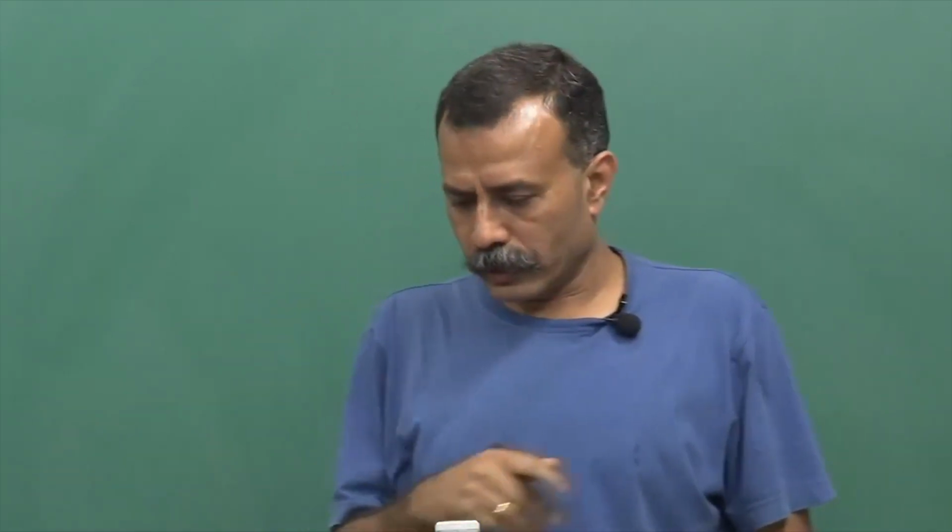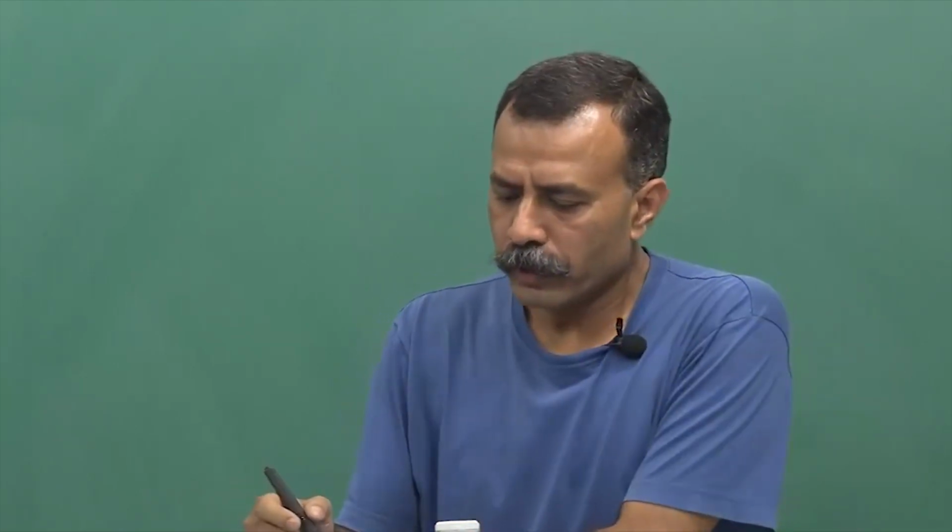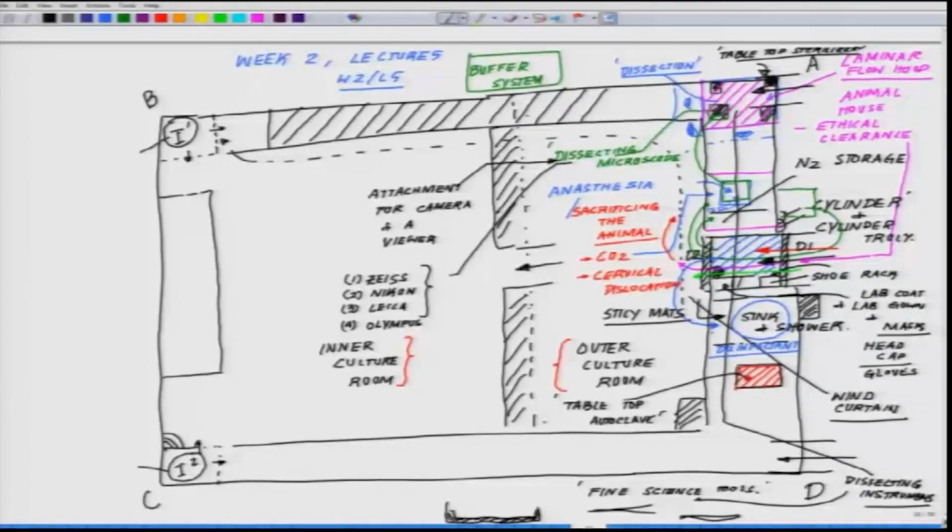If we look through the picture, you will see there is an entry port here. Then we talked about the sink and the shower. Then we talked about a tabletop autoclave. Here you see the tabletop autoclave. Then you have a sacrificial zone where you sacrifice the animal by using ether, carbon dioxide, cervical dislocation, whatever the animal ethics people recommended. Then you have a dissection assembly where you do all sorts of dissection. Then from here we will leave the rest of the space.